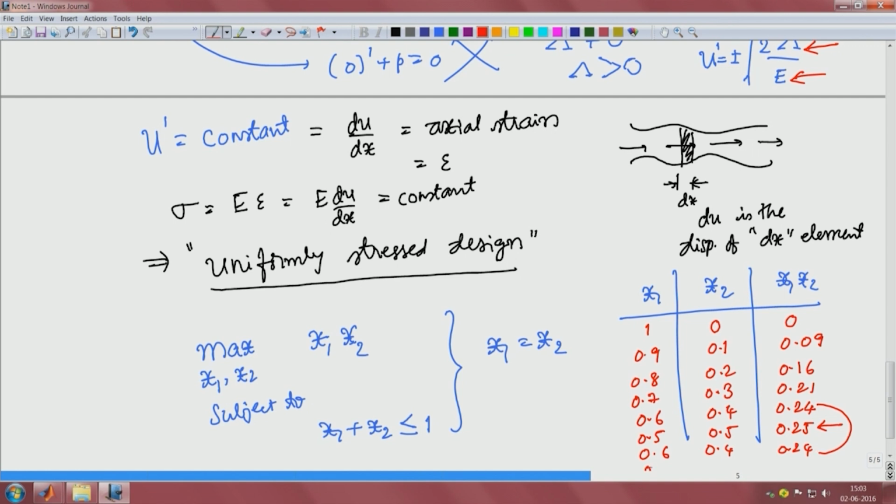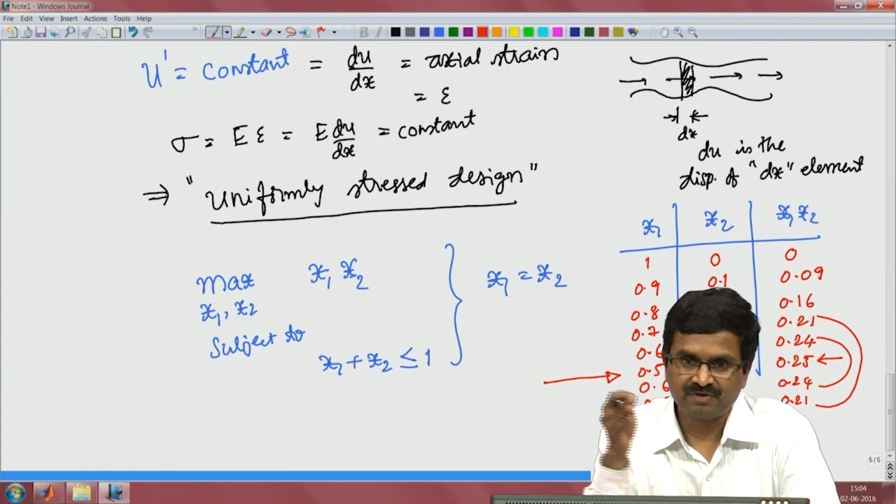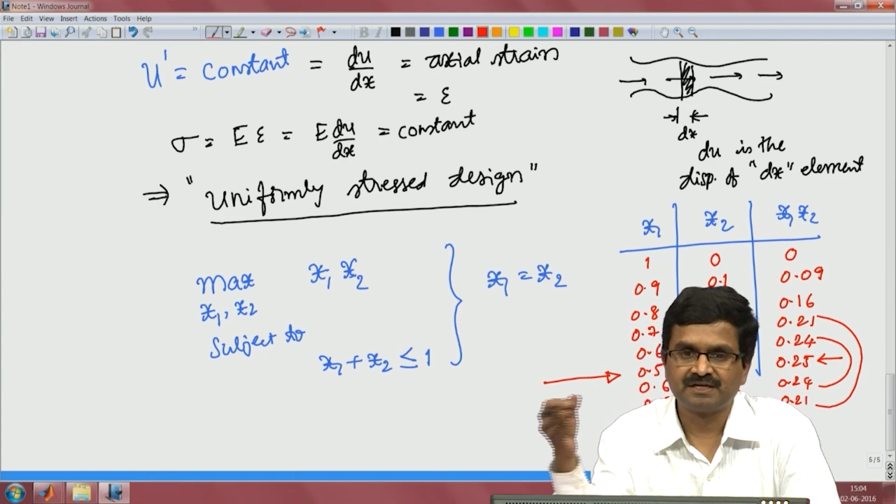Next one, 0.7 and 0.3, that will become 0.21, just like this, symmetric. So, you see when these two are equal, because there is symmetry in this problem, there is no difference when you put material at one location or the other in this case, because we assumed a p of x that is given, that load is acting everywhere.